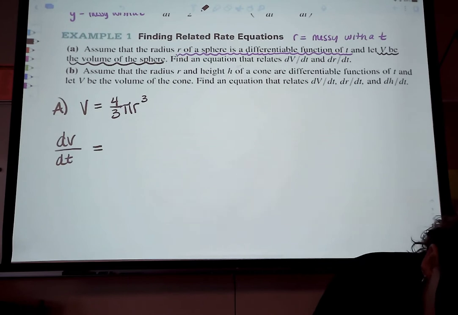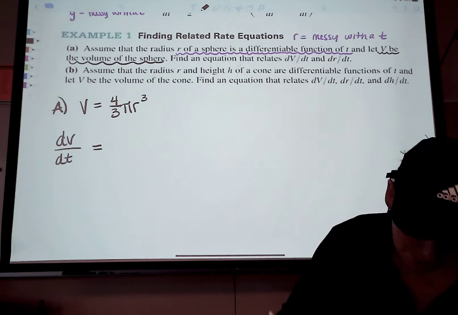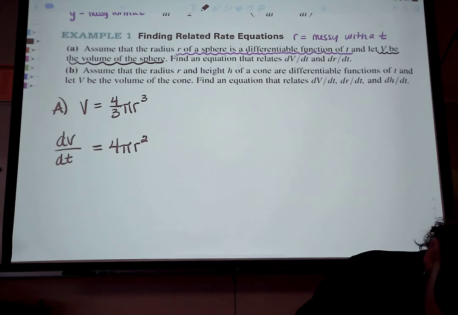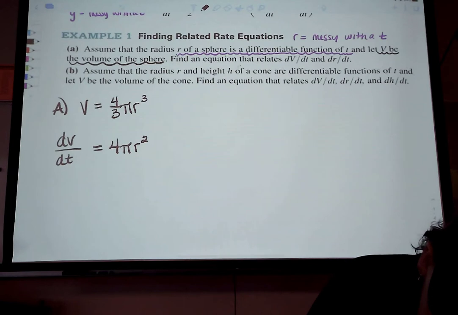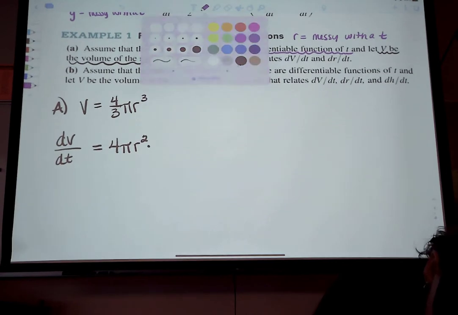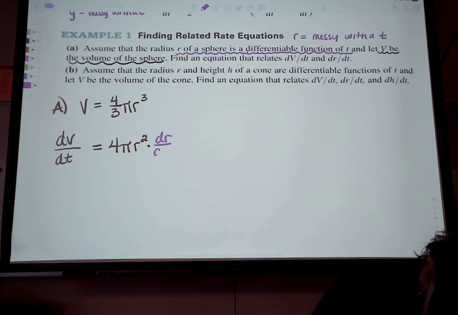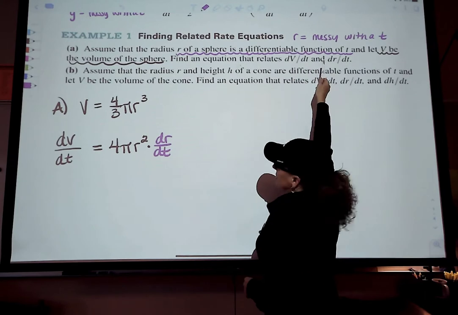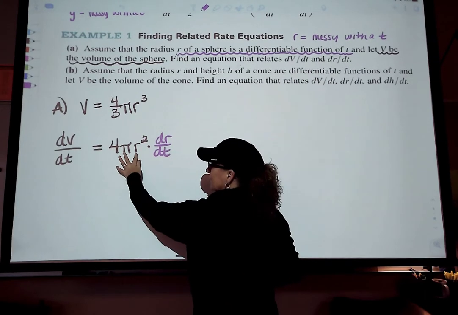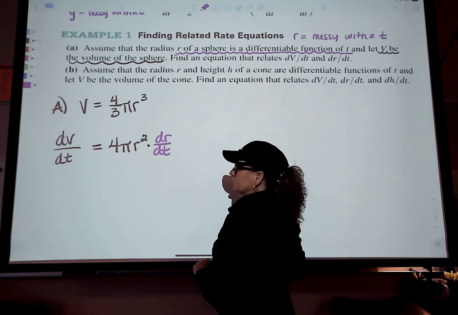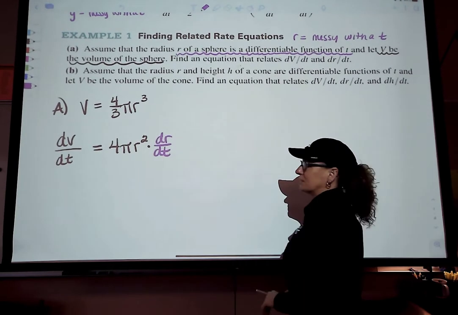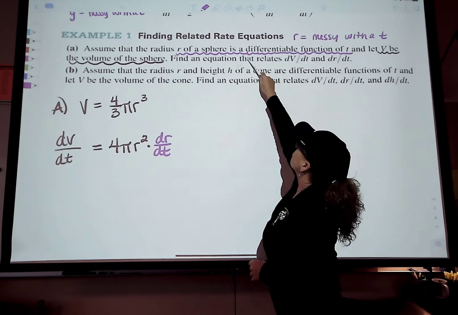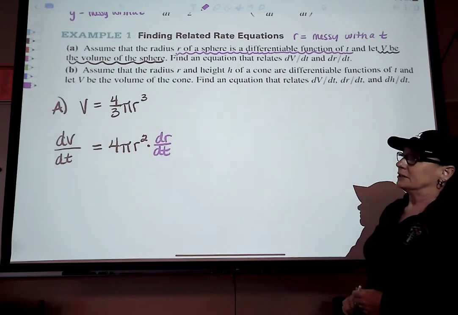Here I go. I'm going to power rule it. When I bring my 3 down, that becomes 4 pi r squared times, chain rule it, dr dt. Remember how r was a messy function in terms of t? So when we get to it, we have to back it up with the chain rule. T's our variable, this matches, t's our variable. This second line here, this is the equation that relates dv dt and dr dt.